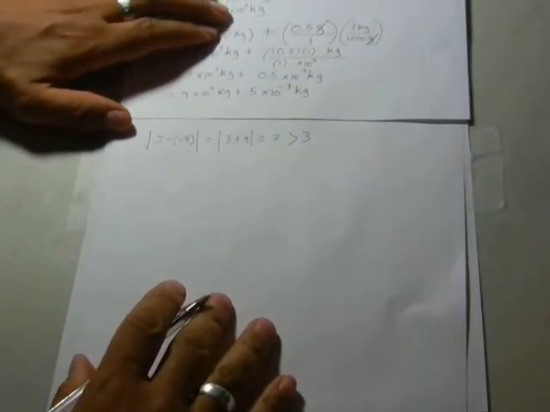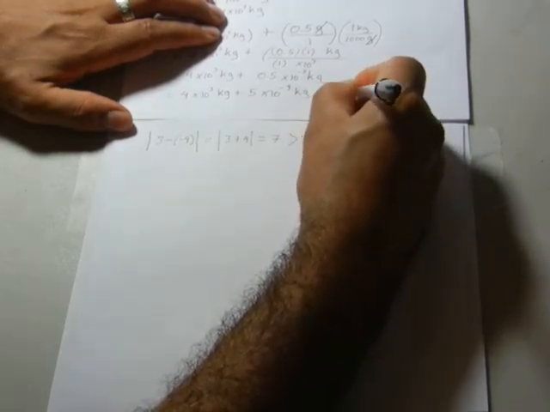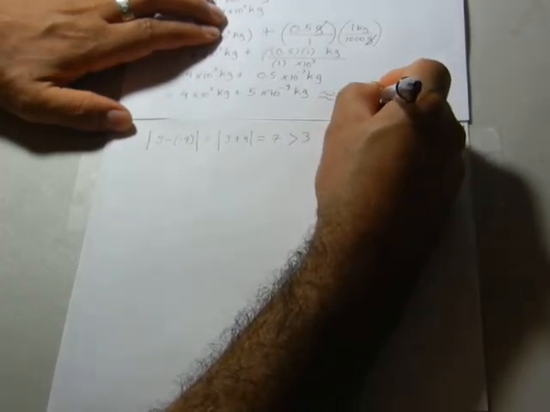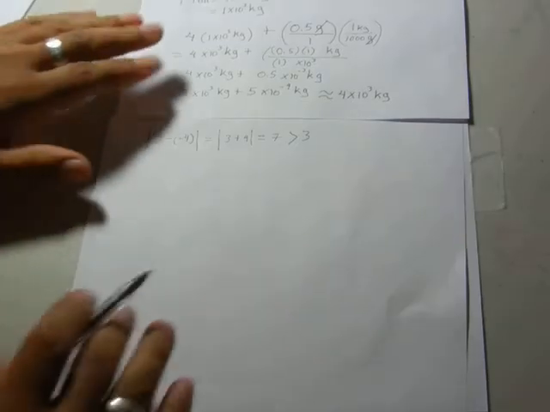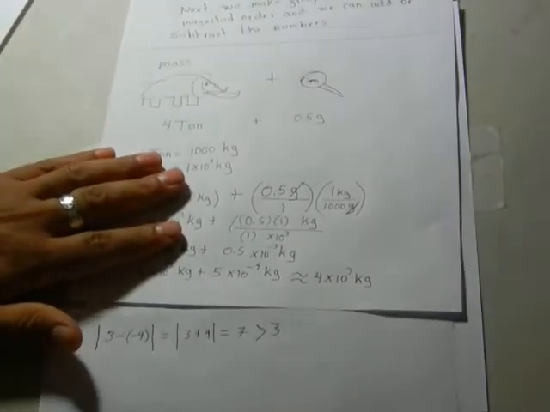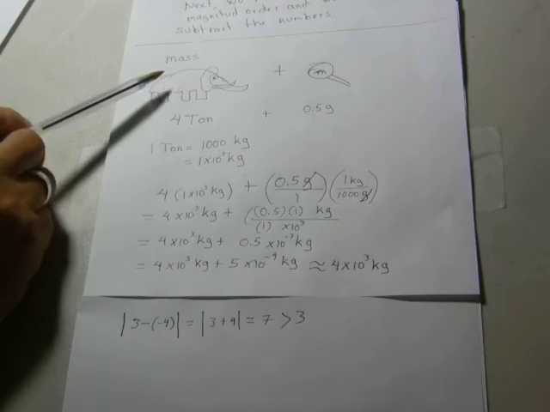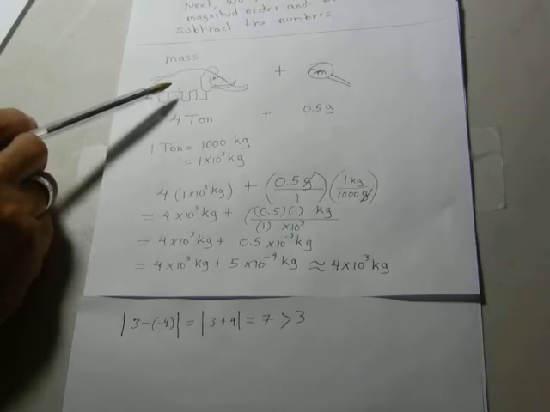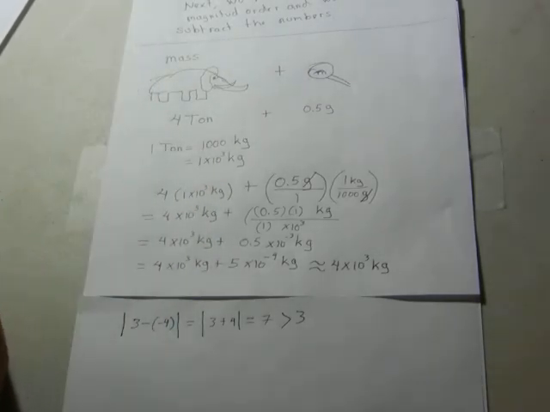So we can think that this is approximately 4 times 10 to the 3 kilograms. It's not necessary to add anything else. The reason, if you see your drawing, think about this: how many bugs are on the skin of one elephant? It's full of bugs. If we add one more, it's not going to be a very big deal.